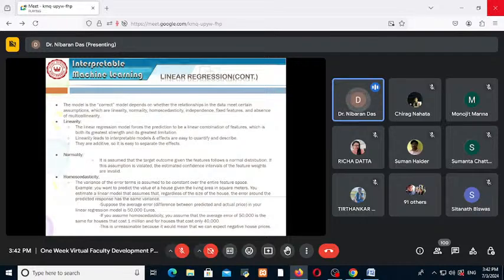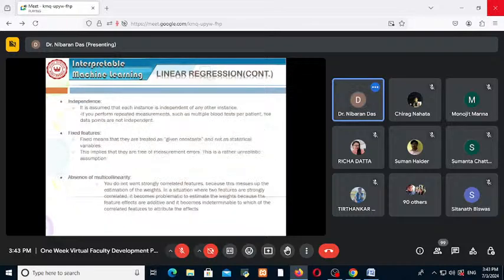So this is a very important concept, but it causes some confusion also. Suppose the average error difference between a predicted and actual price in your linear regression model is 50,000 euro. If you assume homoscedasticity, you assume that the average error of 50,000 is the same for a house that costs 1 million, as well as one that costs 50,000 euros, or costs only 40,000. In that case, the prediction will be negative. So this is unreasonable, because it would mean that we can expect negative house prices. That is not possible in reality. So these are some important things you need to remember.